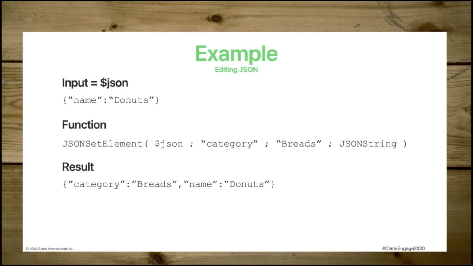We have the variable with the $ sign called JSON that has the input of name and donuts, a name value pair in an object, and that's going to be put in the first parameter. Next would be the name value pair within JSON setElement, and in this function it's category and breads. And the last, of course, is type, which is JSON string, coordinating with breads, which is a string, as you can see by the quotes. So if we run this existing JSON through the function, we can see the result has both name and donuts along with category and breads. And in this case, it puts it in alphabetical order.